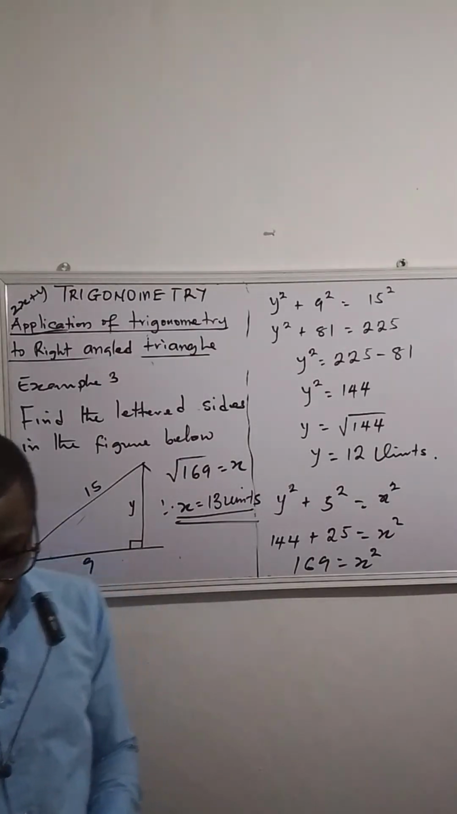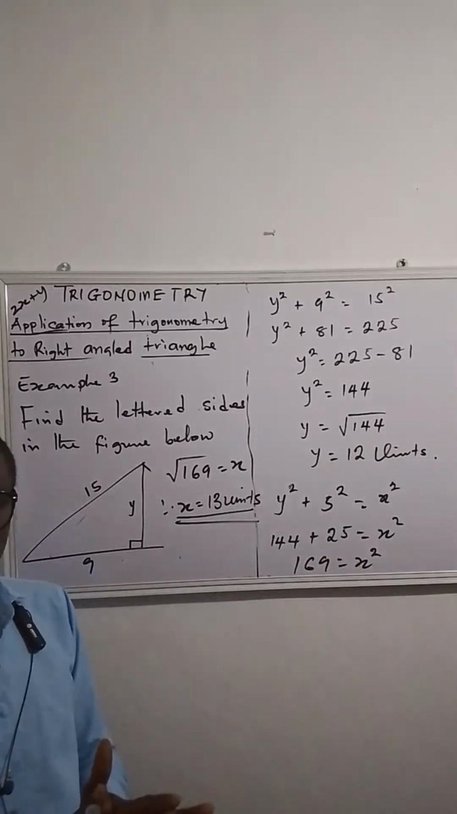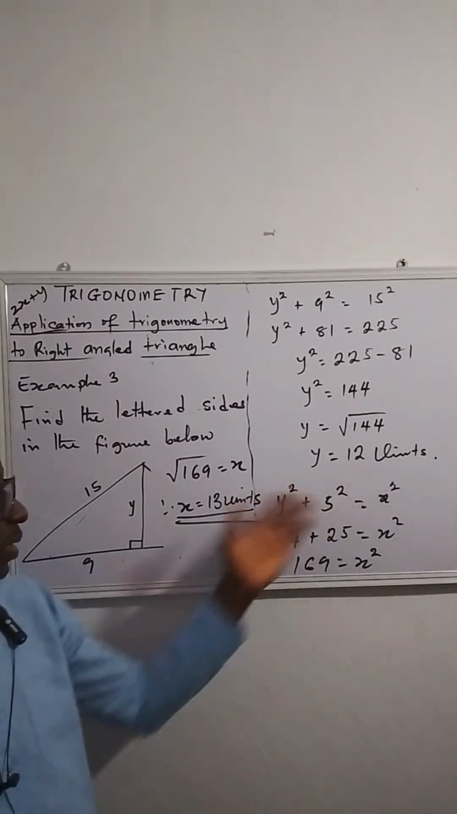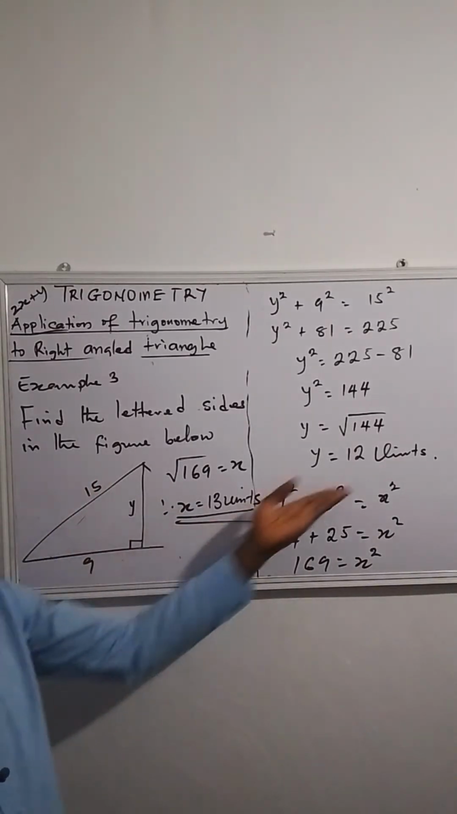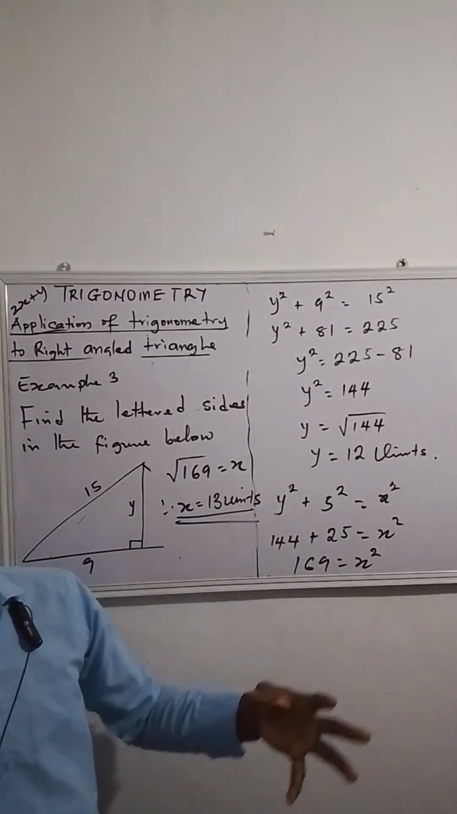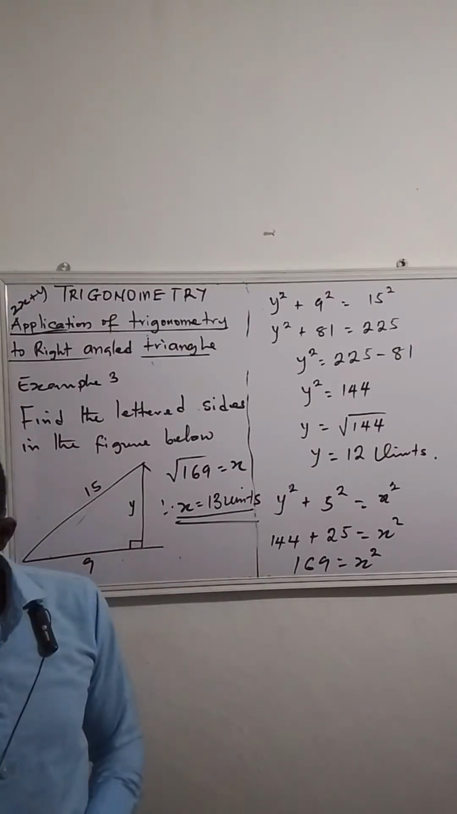I want to believe you know why I'm putting unit, because it's just a measurement of a side, so it must carry a unit. But in the question, we are not told the dimension of the unit. So you just need to put unit to say it's a measurement, not just a number. So this is the answer to the problem.